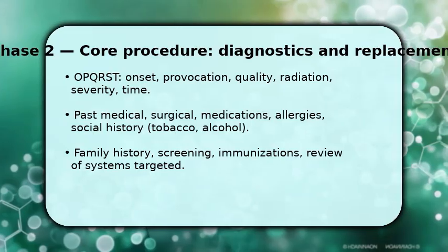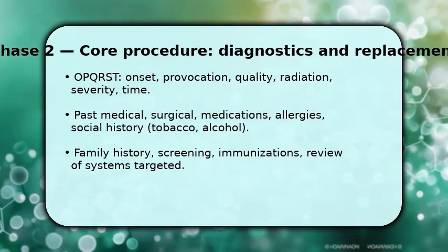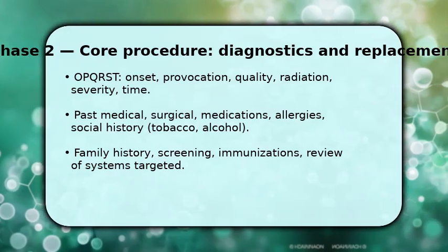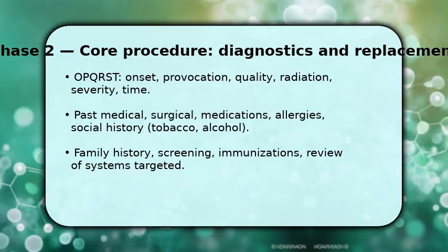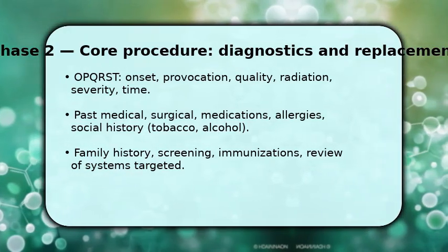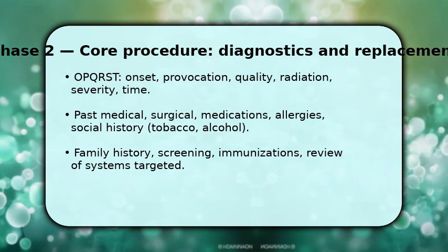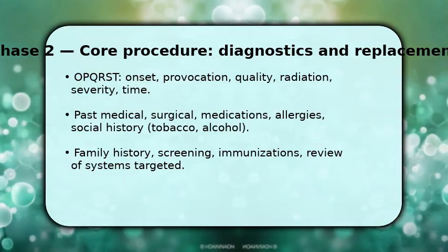Include social factors, work, living, substances, since they change risks and adherence. Next, elicit family history and targeted review of systems to catch related conditions. Make sure to reconcile meds with lists or bottles. This prevents harmful interactions and informs immediate management decisions.